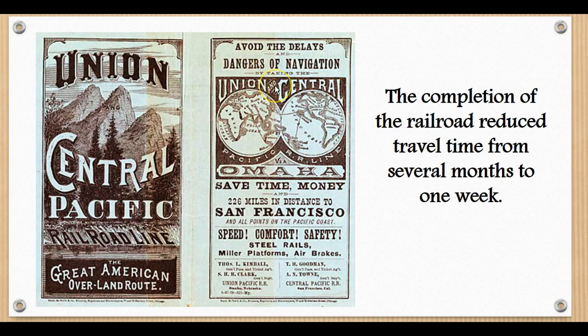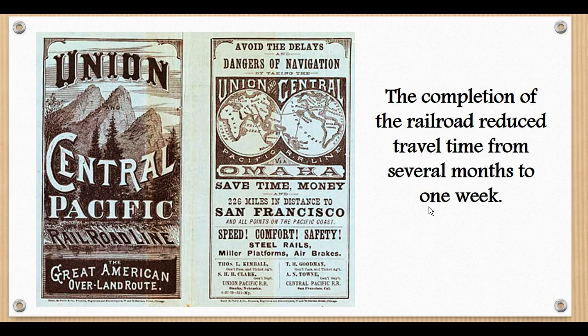Okay. These are 2 ads that are advertising for people to take the new Transcontinental Railroad. You can see that they are calling it the Union Central Pacific Railroad Line after the 2 companies that made it, the Great American Overland Route, and you can read what's on here, to Union and Central Pacific Rail Line. They can catch it in Omaha, Nebraska. It goes all the way to San Francisco.